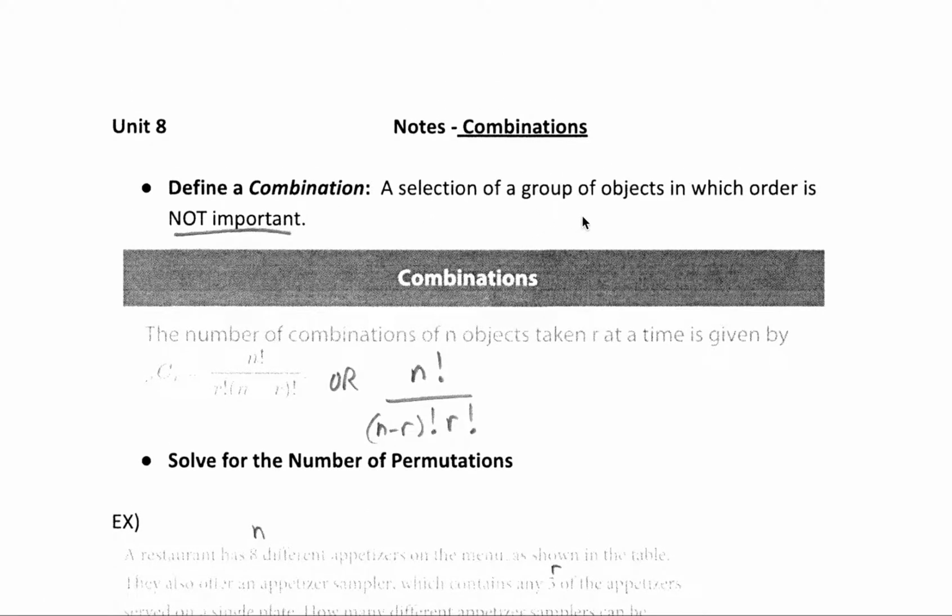Combinations is a group of objects, or the number of groups of objects, where we don't care about the order. So we can repeat things in our groups or not. It just depends. Combinations, they don't care. It's just how many different ways can we organize the amount of objects in our group where we don't care about the order. So there is a formula.